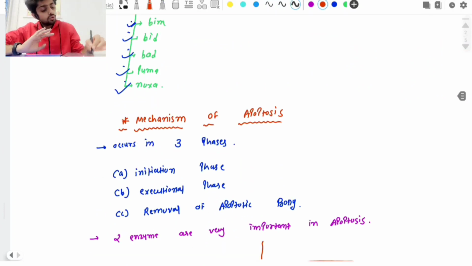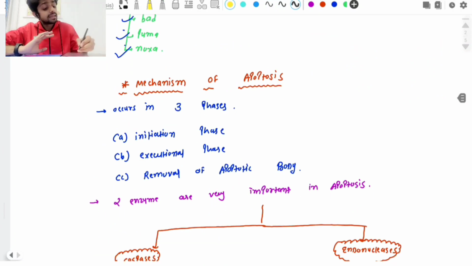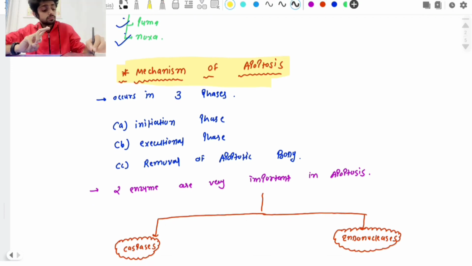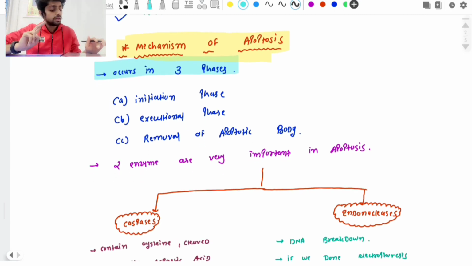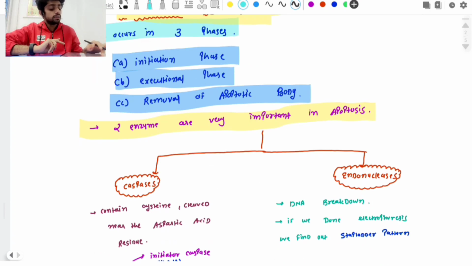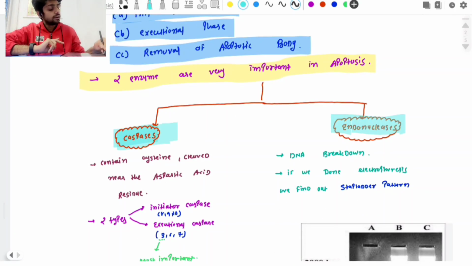Okay, so what's next? The mechanism of apoptosis. Normally apoptosis occurs in 3 phases. Number 1 is initiation phase, number 2 executional phase, number 3 removal of apoptotic bodies. And in these 3 phases, 2 enzymes are very important, and these 2 enzymes are the caspases and endonucleases.